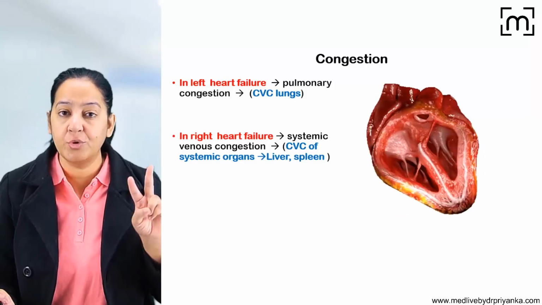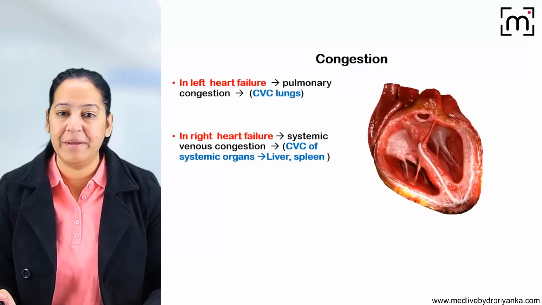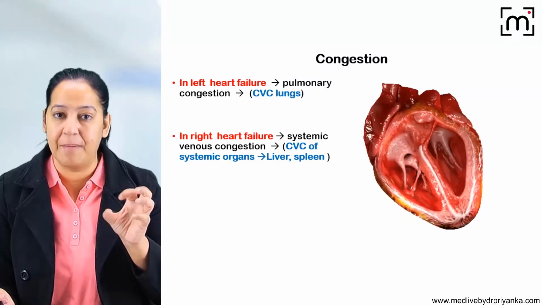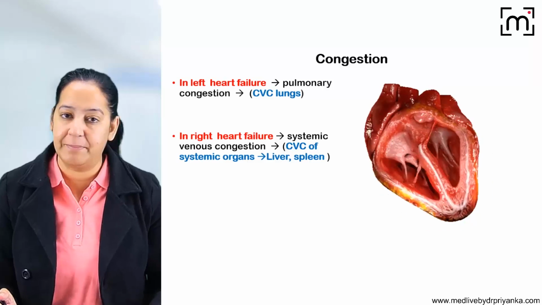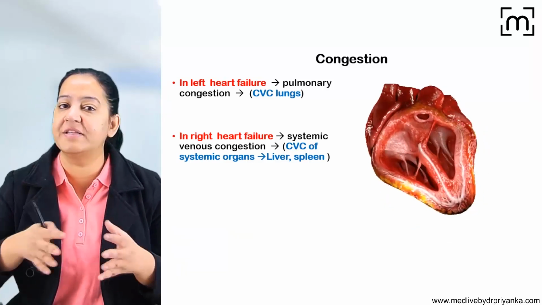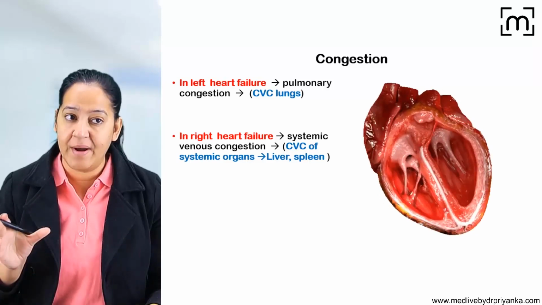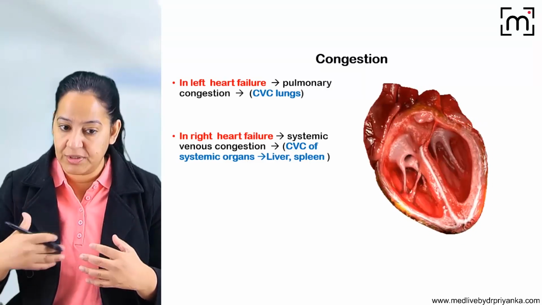We will see congestion in two scenarios: congestion in left heart failure and congestion in right heart failure. What do you mean by that? Now listen, when the heart is pumping, when the systole of the ventricle is taking place, correspondingly the blood will flow. When the left ventricle is doing the systole, the blood goes in the aorta and distributes all over the body. When the right ventricle is doing the systole, the blood goes in the pulmonary artery and goes to the lung for the purification.